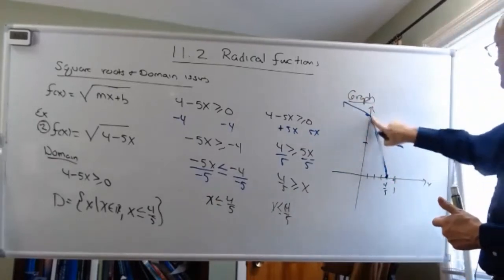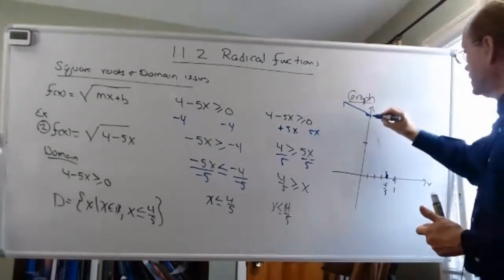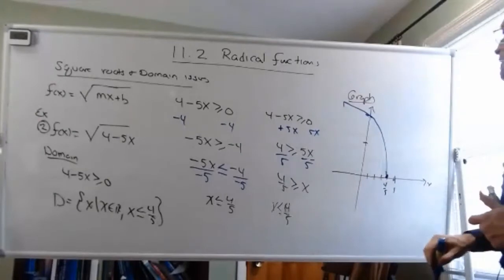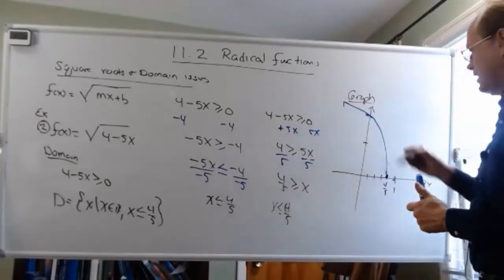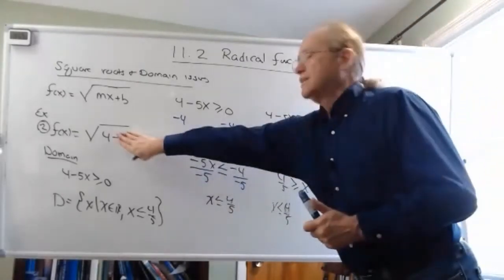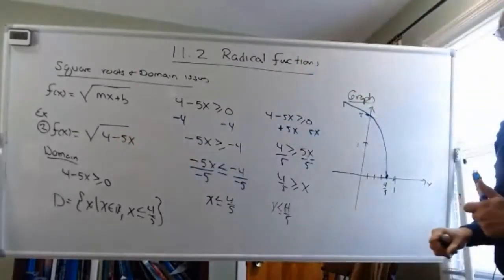It would be a little rounder, I'm sure. Probably go up a little more steeply than this. That's probably close to what you'd see. This goes through 2 over here. Now, how do I know this goes through 2? Well, if I set x equal to 0 over here, I get the square root of 4, which is 2.